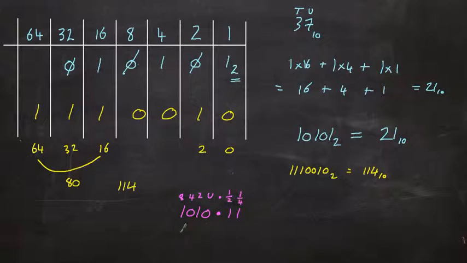So this number is worth 8 plus 2, because they're the only ones that have ones in their column, plus a half plus a quarter. And it doesn't take Einstein to work out that that's equal to 10, and a half and a quarter, well a half is 2 quarters, 3 quarters, so it's 10 and 3 quarters, or 10.75, whichever way you want to put it, in base 10. And that's about as hard as it gets.